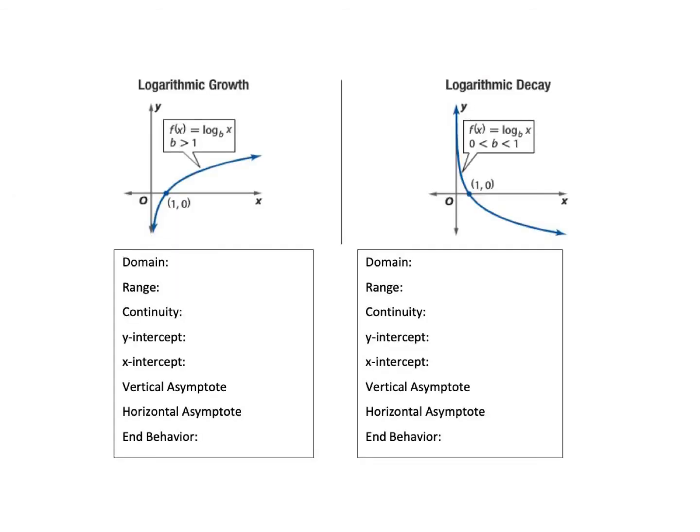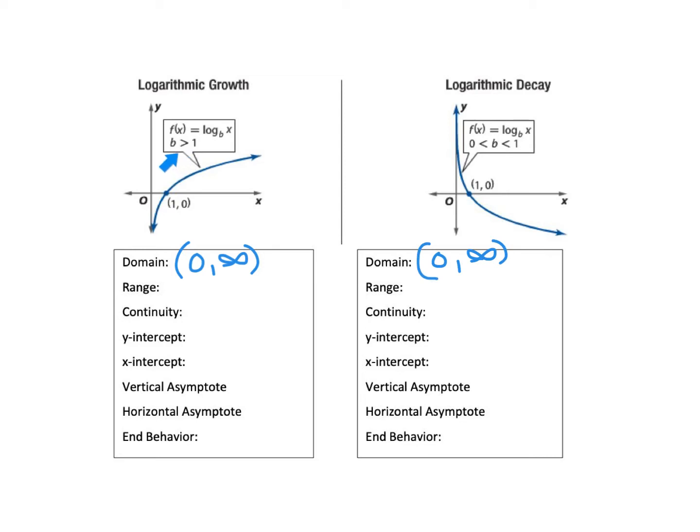So we're going to analyze logarithmic growth versus logarithmic decay. Notice that they both pass through (1, 0). So let's begin by stating our domain on both. Our domain is going to be from 0 to infinity on our parent function. And here it's also 0 to infinity on our decay.